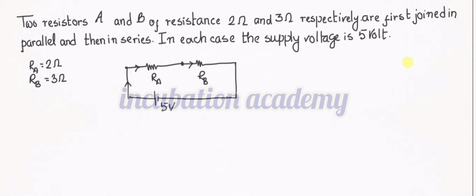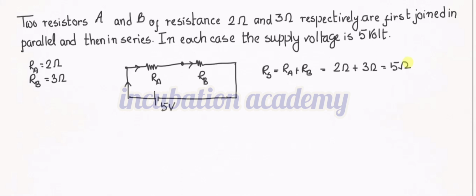we have to calculate the equivalent resistance of the circuit. Since these two resistances are connected in series, I am calling it RS, and this RS is simply RA plus RB. What is RA? RA is 2 ohm. What is RB? RB is 3 ohm. The total is 5 ohm.